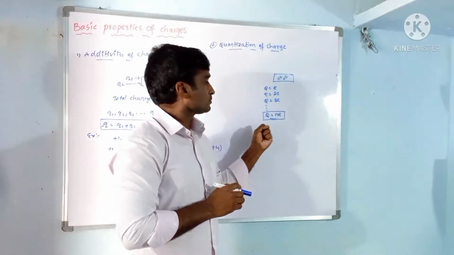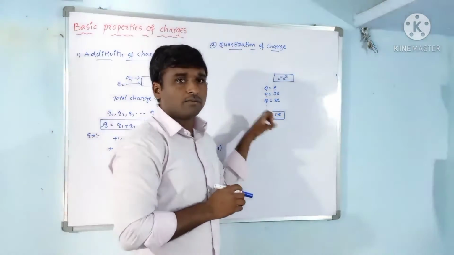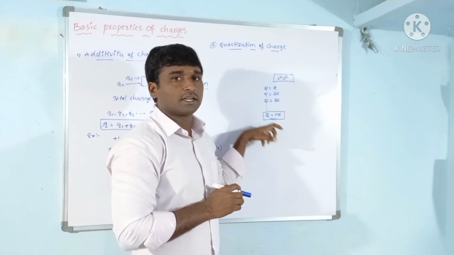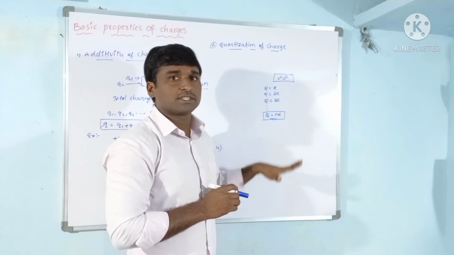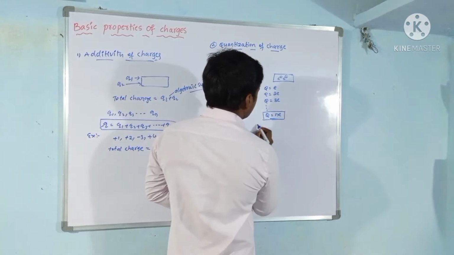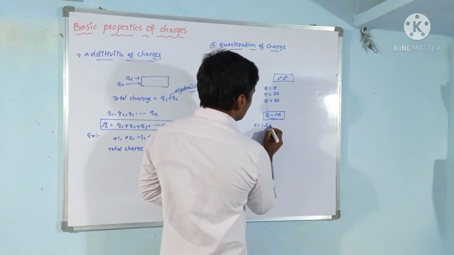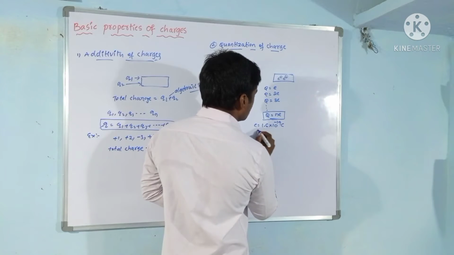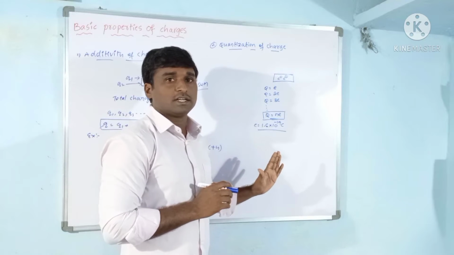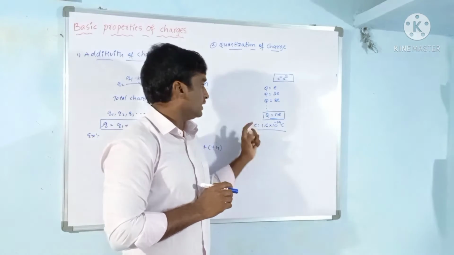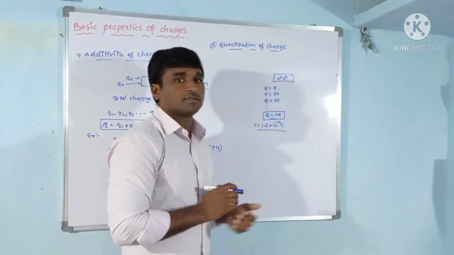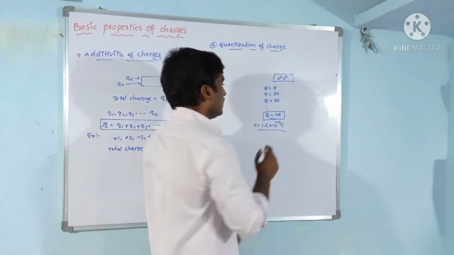That means every existing charge is an integral multiple of the basic unit of charge. What is the basic unit of charge? That is 1.6 times 10 to the power of minus 19 coulombs. This is the basic unit of charge. Every existing charge is in the form of an integral multiple of the basic unit of charge. This is called quantization of charge.